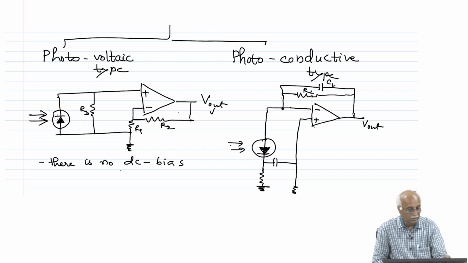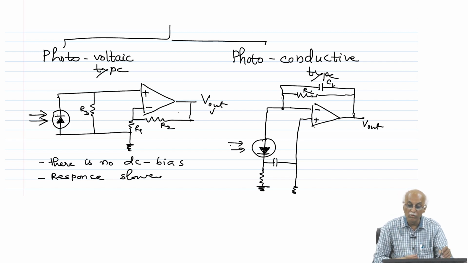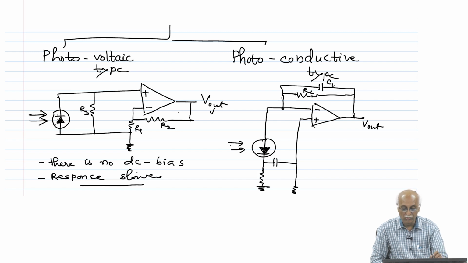The only thing is there is a limitation: the response characteristics are a little slower, because the capacitive effect of this detector area plays an important role in increasing the time constant. So, RC is very large for this detector, and because of that the response characteristics are slower.